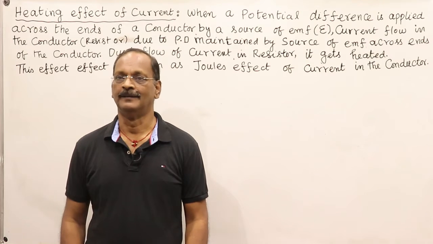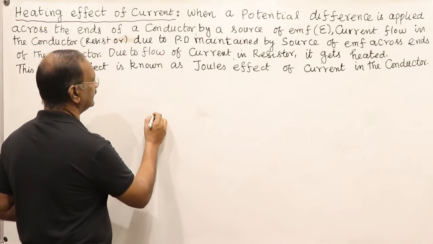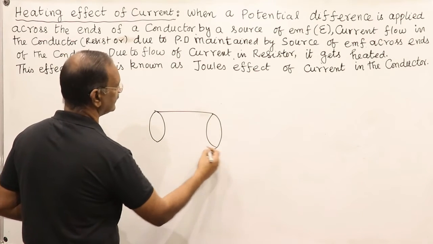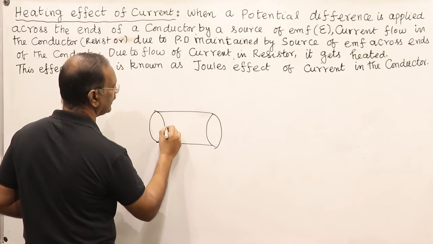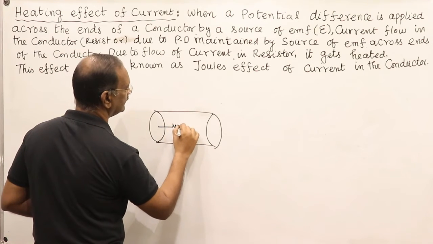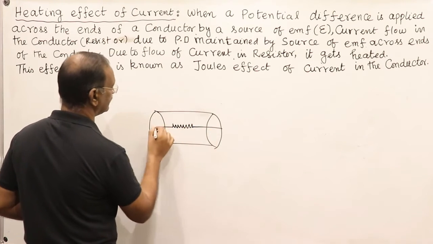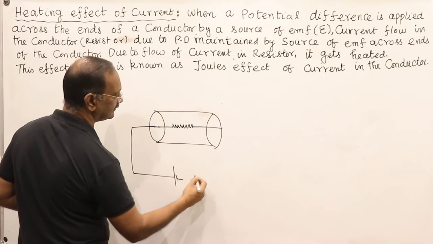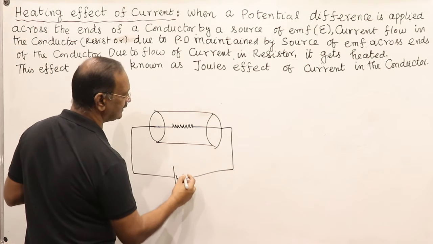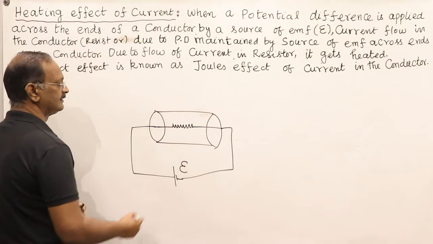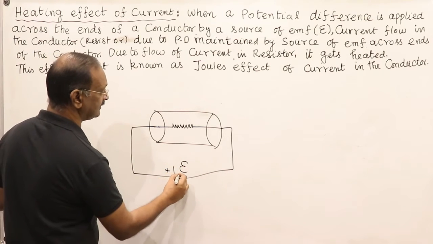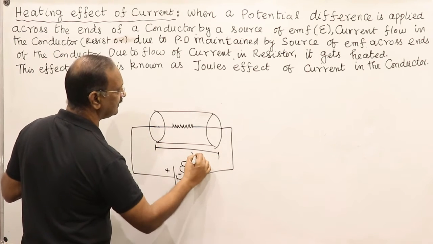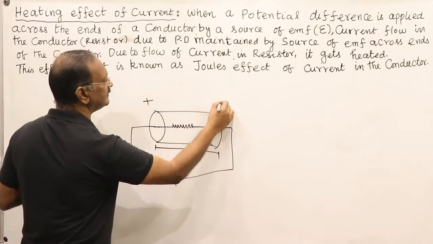Heating effect of current. See, we have a conductor. This conductor has a resistance. A conductor is nothing but a resistance. When an EMF source, that is a battery, is connected across the ends, this is the positive side and this is the negative side. It means a potential difference is created.